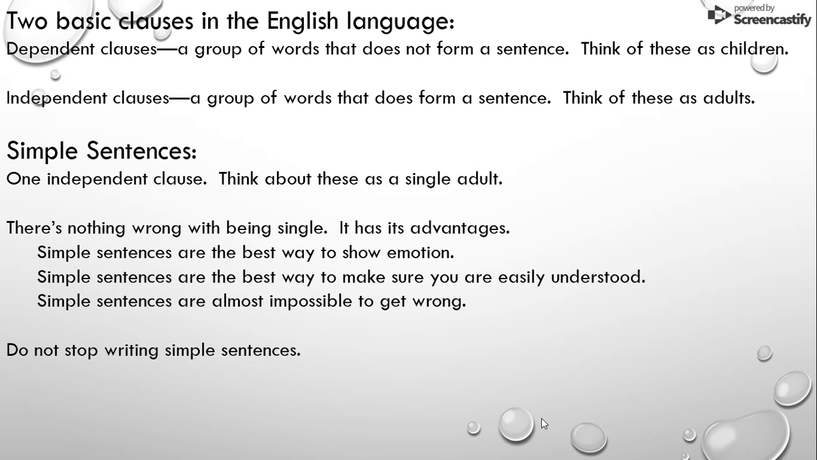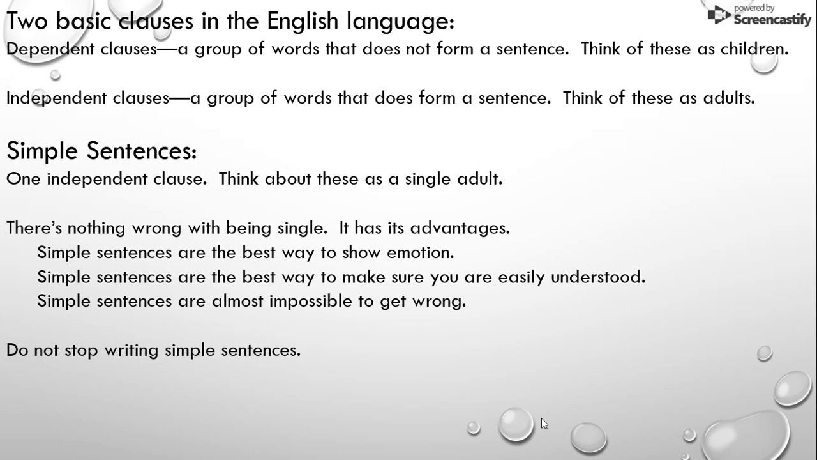So now that we understand how clauses work, let's take a look at the first of the four kinds of sentences that you could write in an essay. This is the simple sentence. It's one independent clause. Think about these as single adults. Nothing wrong with being single. It's actually kind of fun. You don't have to answer to anybody for what you're doing. You get to do what you want when you want.